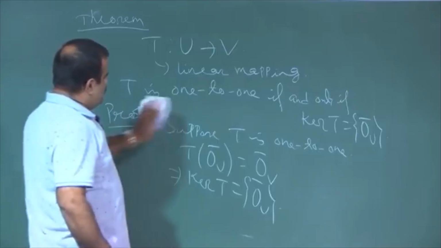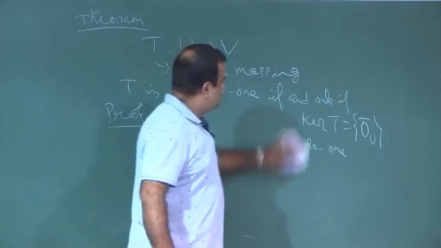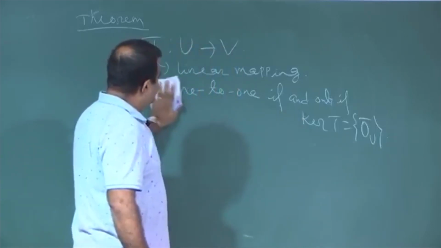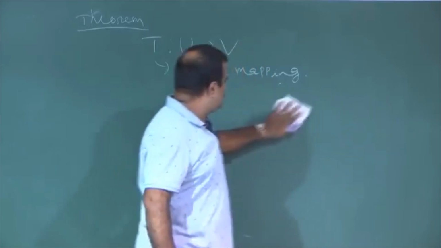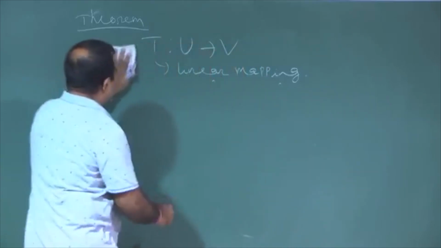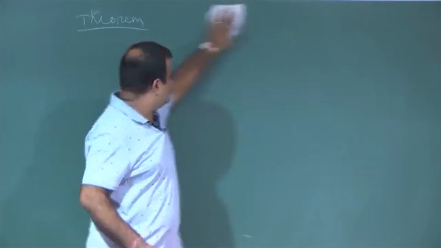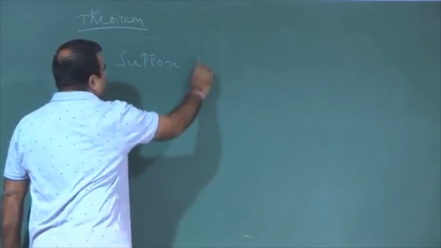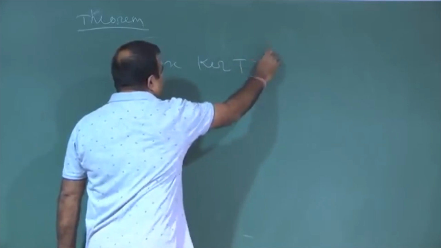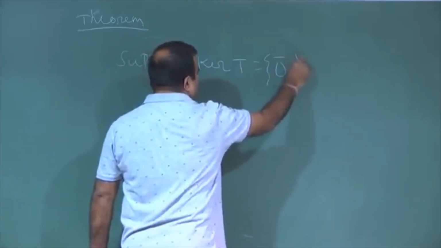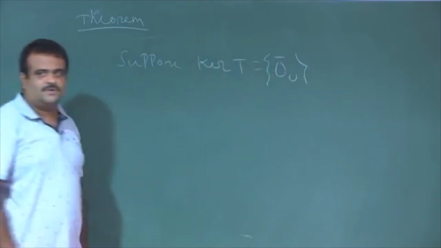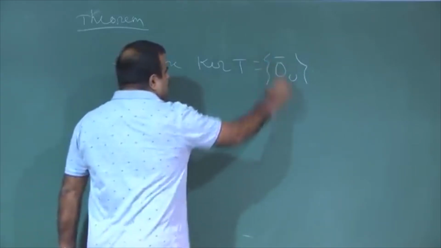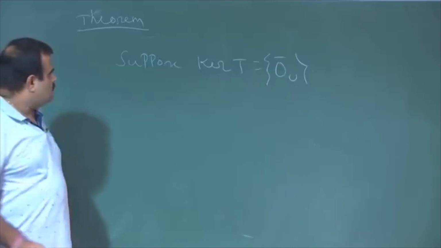Now, the other way around. Suppose the kernel is the 0 vector, then we have to prove that T is 1 to 1. So, conversely, suppose the kernel of T consists of only the 0 vector of U, then you have to show this T is 1 to 1. How to show that?